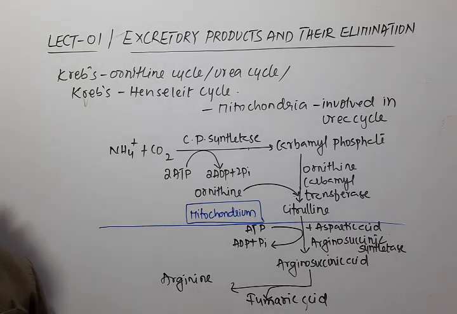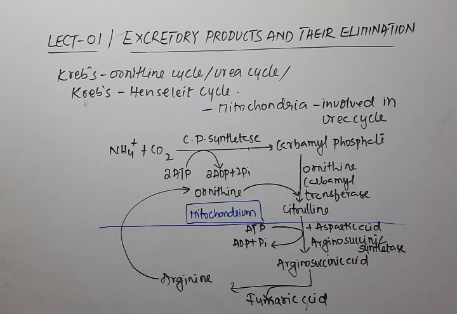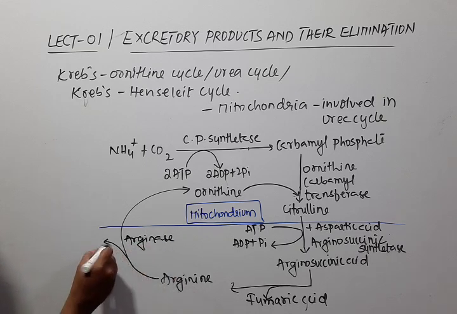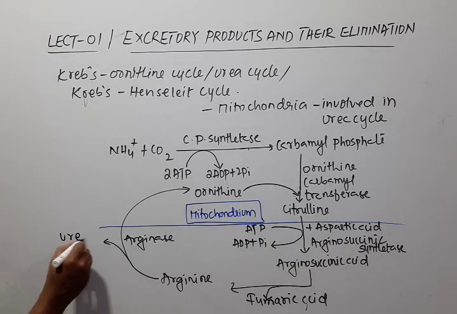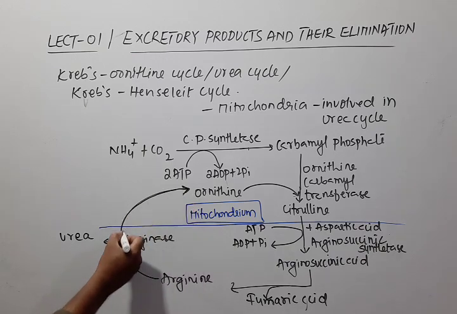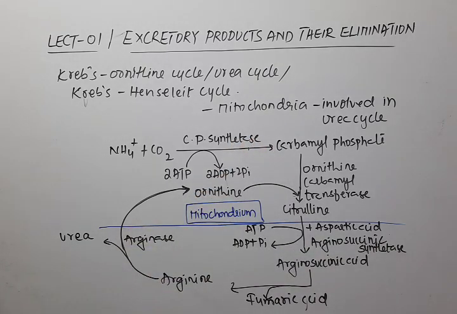So it releases the fumaric acid. Now this arginine will be converted back to ornithine in the presence of an enzyme called arginase, and during this it releases urea. Finally it gets converted to form ornithine, and the ornithine again reacts with another carbamyl phosphate, and the cycle continuously goes on.